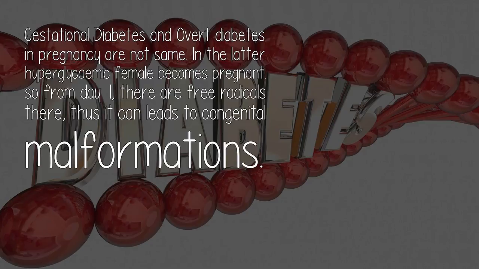Gestational diabetes and overt diabetes in pregnancy are not the same. In the latter, a hyperglycemic female becomes pregnant. So from day 1, there are free radicals there, thus it can lead to congenital malformations.